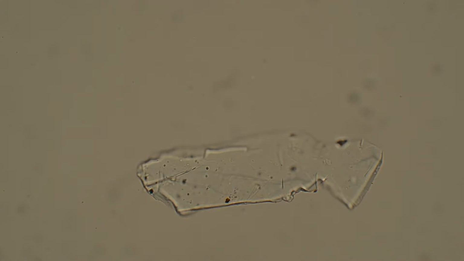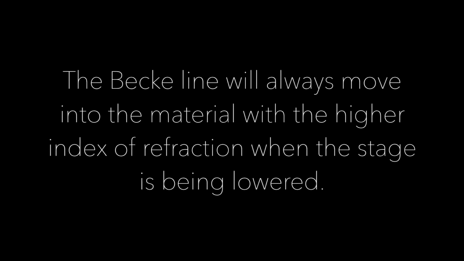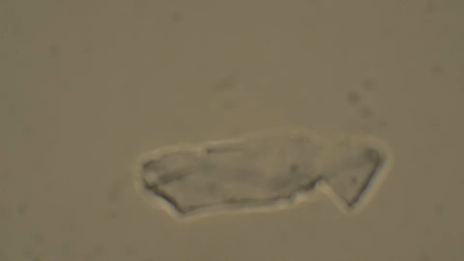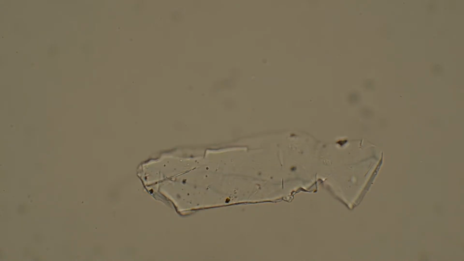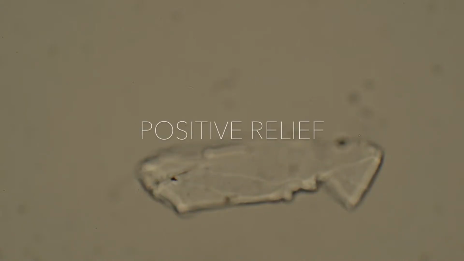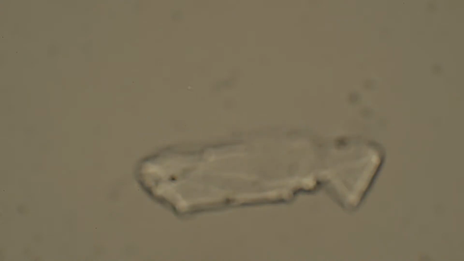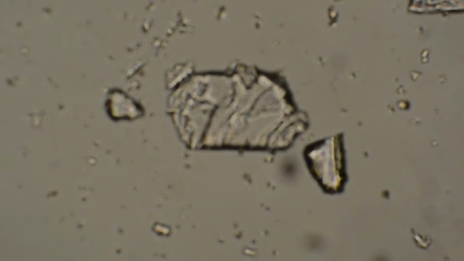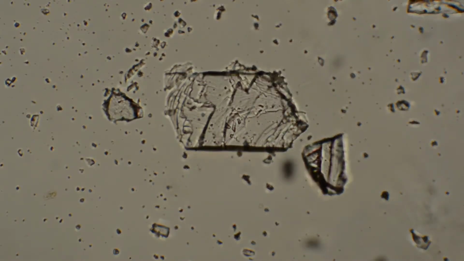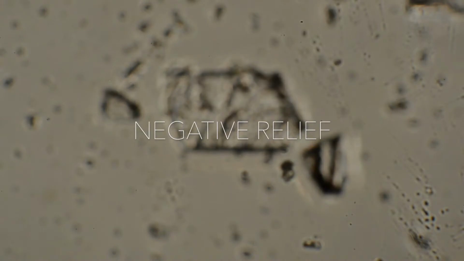Becke is our best friend. The Becke line will always move into the material with a higher index of refraction when the stage is being lowered. Here I am lowering the stage. Since the Becke line is moving into our mineral as the stage is being lowered, the mineral displays a positive relief. In this example, as I lower the stage, we see that the Becke line moves out of the mineral. This means that this mineral has negative relief.